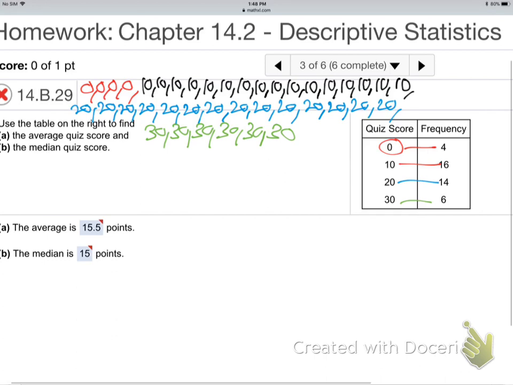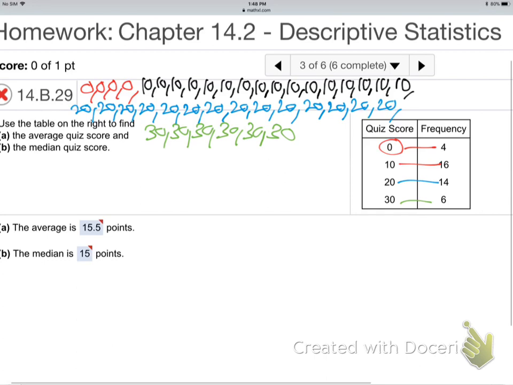You don't have to write all that out if you're really good with tables. But my experience in teaching this course over the years has been that it's really helpful to students, because sometimes the table is hard to work with, and actually writing them out can be helpful. So the table is meaning all those numbers displayed like that. Okay. So 4 zeros, 16 tens, 14 twenties, and 6 thirties.